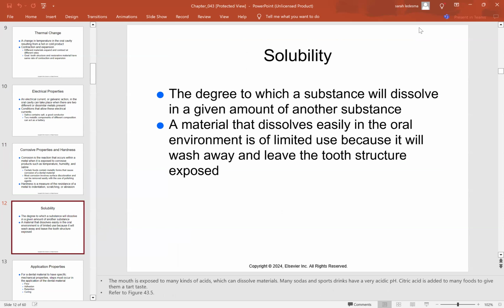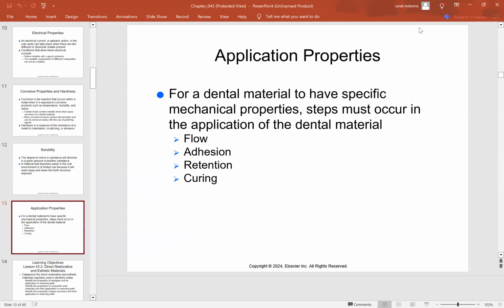Solubility is the degree to which a substance will dissolve in a given amount of another substance. A material that dissolves easily in the oral environment is of limited use because it can be washed away. For a dental material to have specific mechanical properties, steps must occur in application of the dental material, including flow, adhesion, retention, and curing.